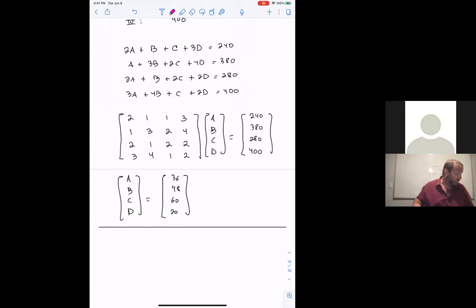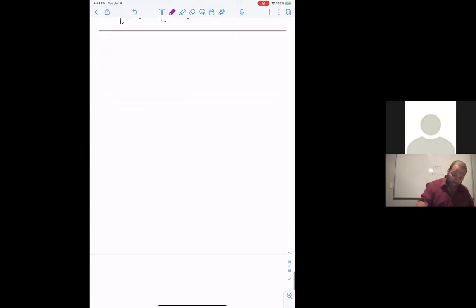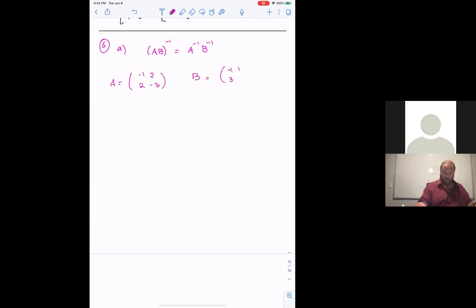Okay, let's do question number 6. It says, Jonathan makes the conjecture. He says that if you multiply 2 matrices and then you inverse what you get, it's the same thing as if I inverse the first and I inverse the second. Show that his conjecture does not hold using the following matrices. Suppose A is -1, 2, 2, -3, and B is equal to 4, 1, 3, 1. So we want to show this does not hold.